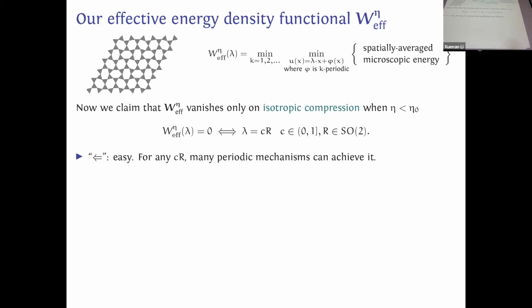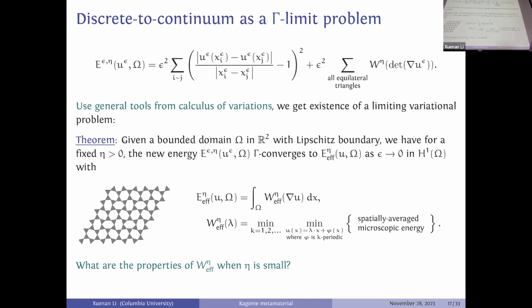Because the W effective eta is written as the minimum energy state you can use to get from lambda x plus v.